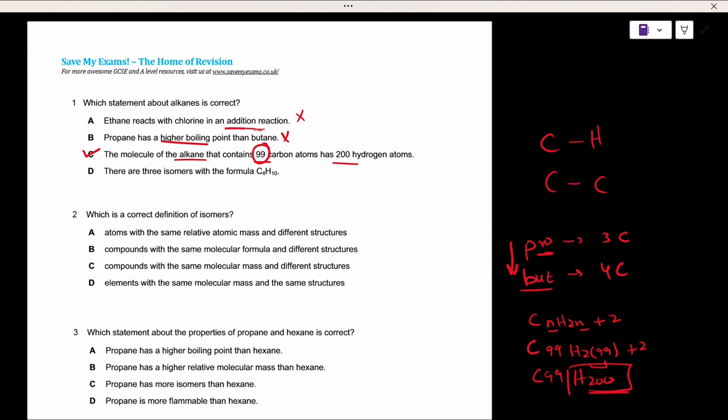Okay, let's look at MCQ number 2. Which is a correct definition of isomers? That's pretty easy. Basically, isomers are compounds with the same molecular formula but different structures, or different structural formula. So the correct answer for this one is the compounds with the same molecular formula and different structure. Yes, this is your answer.